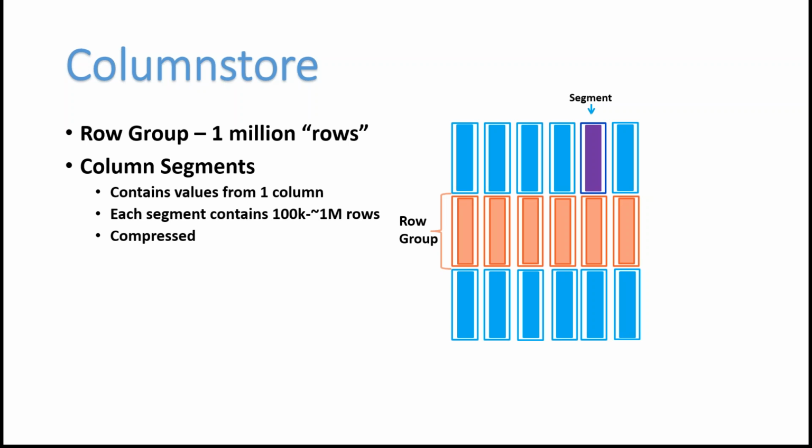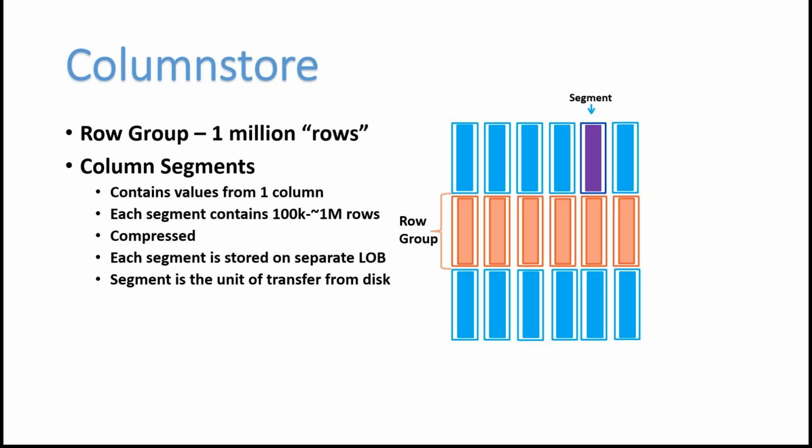Each segment is compressed independently and is stored as a separate LOB object. And the segment is the unit of transfer from disk. Each time I fetch a column, I read the whole segment. I don't read the separate pages that compose this blob. I read the whole segment.